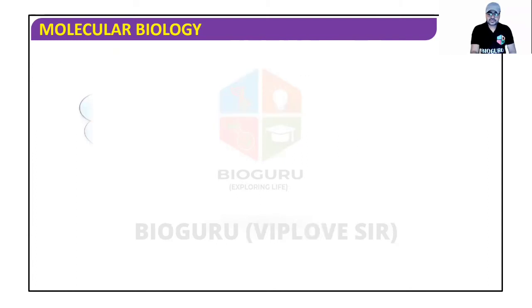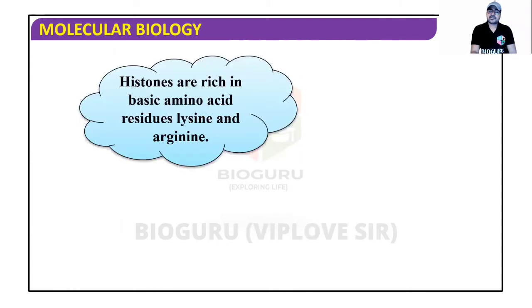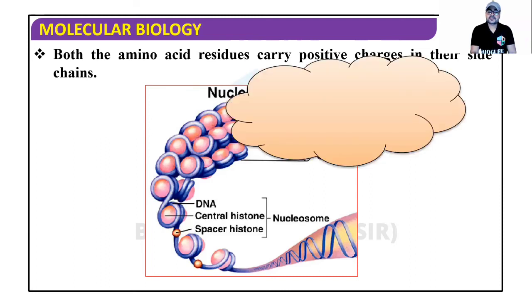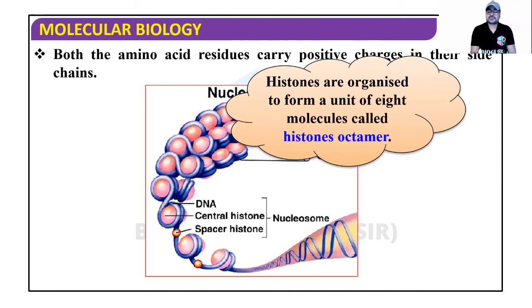Okay. So histones are rich in basic amino acid residues, lysine and arginine. Both the amino acid residues carry positive charges in their side chains. Histones are organized to form a unit of 8 molecules called histone octamer.